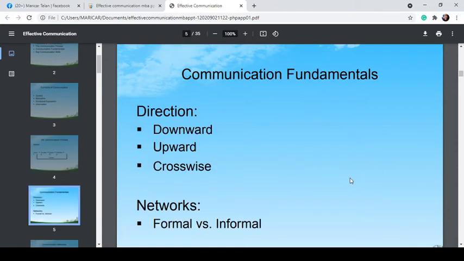We also have communication fundamentals. In communication fundamentals, we have directions. We have downward communication, we also have upward communication, and then we have crosswise communication. For the networks of communication, we also have formal versus informal. When we say formal, this is the formal way of speaking, the formal way of communication.